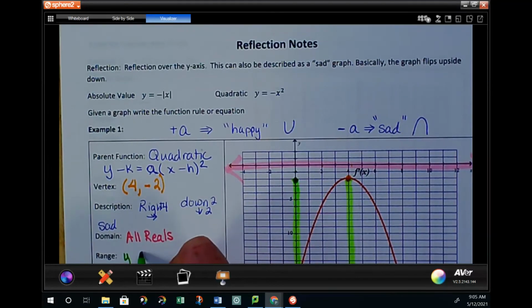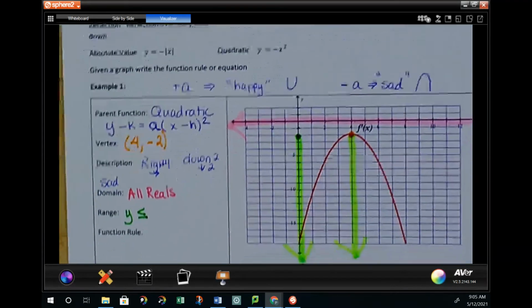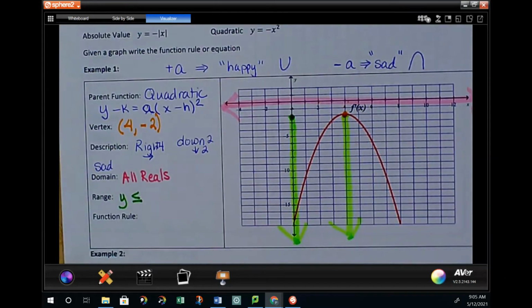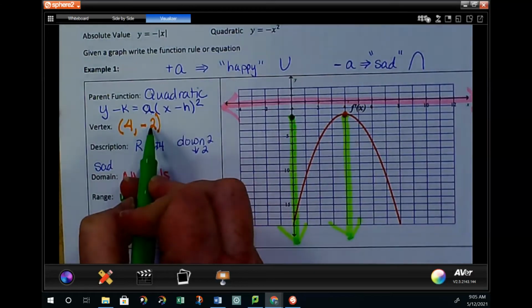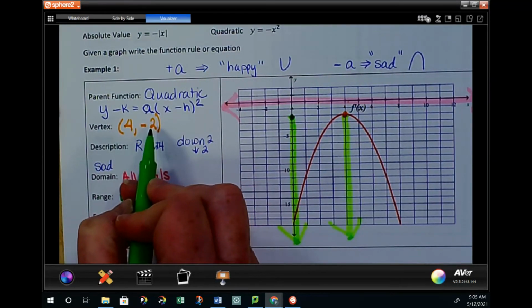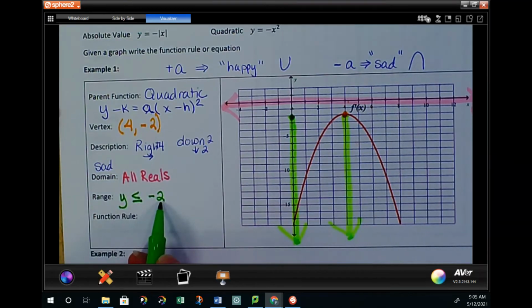So y, instead of greater than, it is less than. And then this value, -2. Again, the y value of your vertex point, k, is still exactly the same as in your range. The only difference is, because this is a SAD graph, this becomes less than.